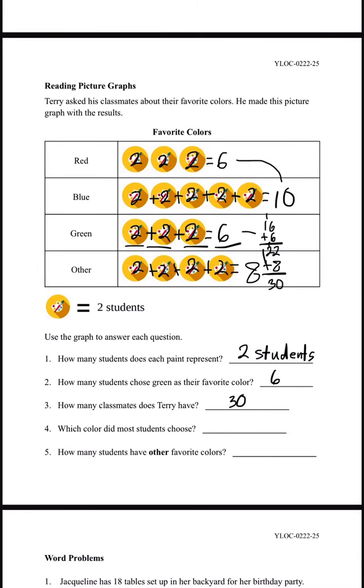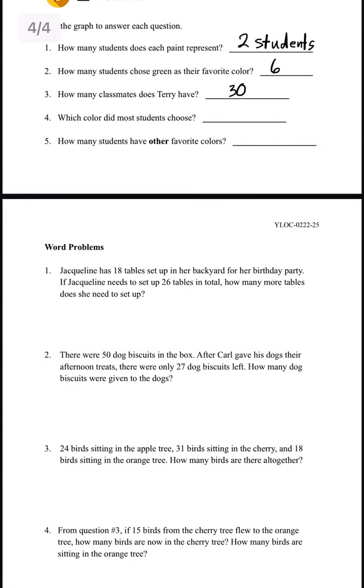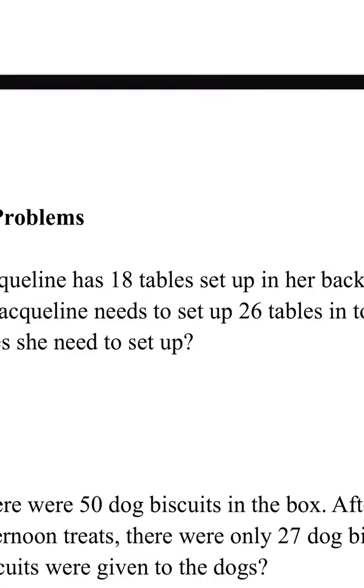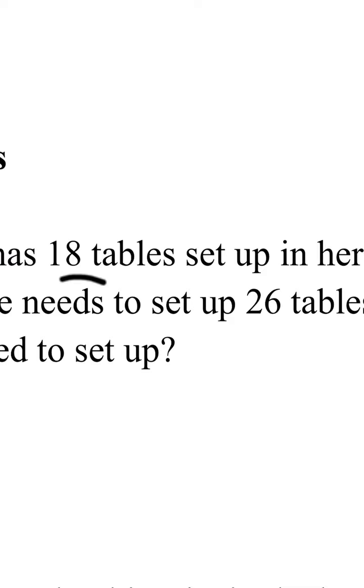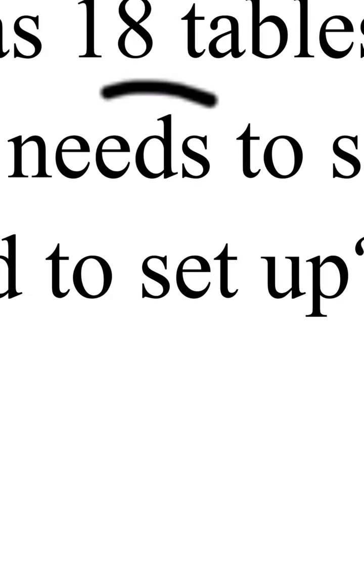Let's move on to the next page. So we have word problems. Let's look at number 1. Jocelyn has 18 tables set up in her backyard for a birthday party. If she needs to set up 26 tables in total, how many more tables does she need to set up? So we need to subtract 18 from 26, which is the total number of the tables.